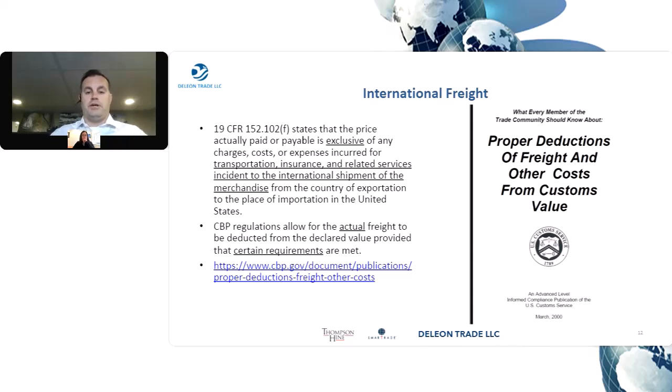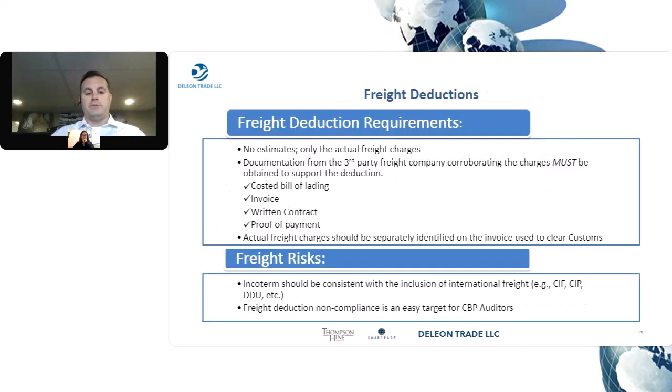So make sure if you're deducting freight that you can get third-party records from the carrier to substantiate that's what they're billing. Because most of the time, freight's estimated, right? Your supplier oftentimes may not only estimate it, but they also may mark it up, right? And you can't deduct marked up amounts of freight. So it's an easy target for customs. So make sure you can definitely substantiate it.